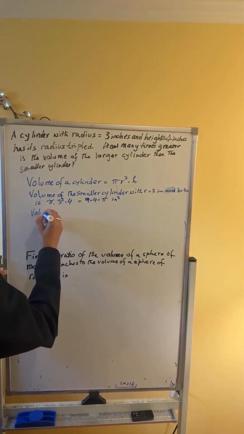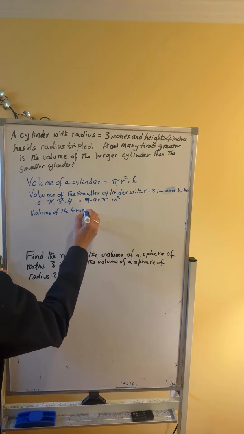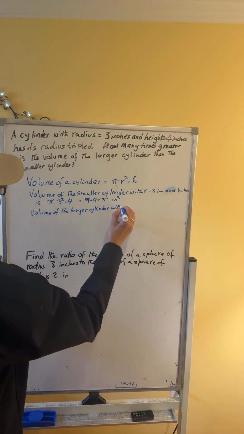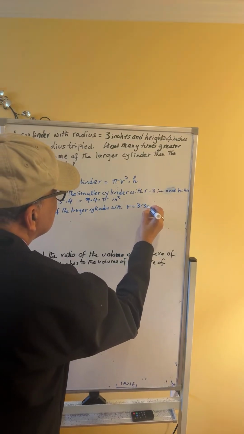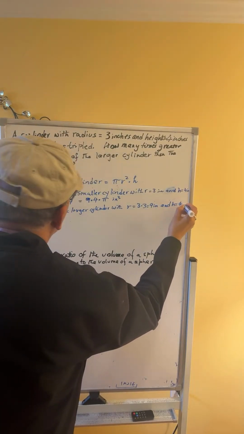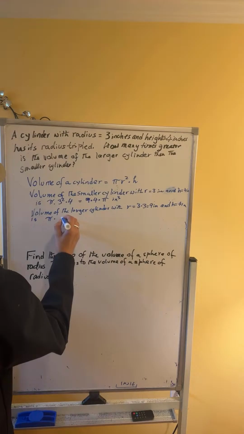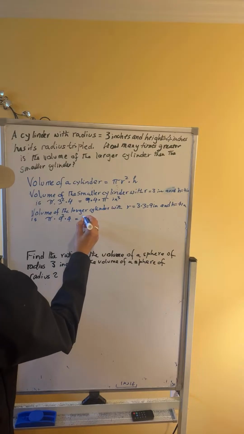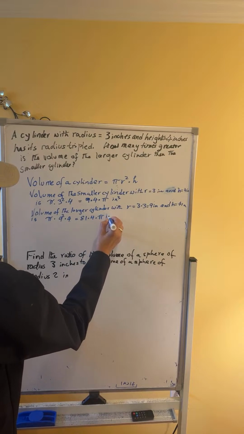And volume of the larger cylinder, with radius tripled, r is equal to 3 times 3 is equal to 9 inch, and height still remains the same, h equal to 4 inch, is pi times radius square, so 9 square times 4, or since 9 times 9 is 81, 81 multiplied by 4 times pi inch cubed.